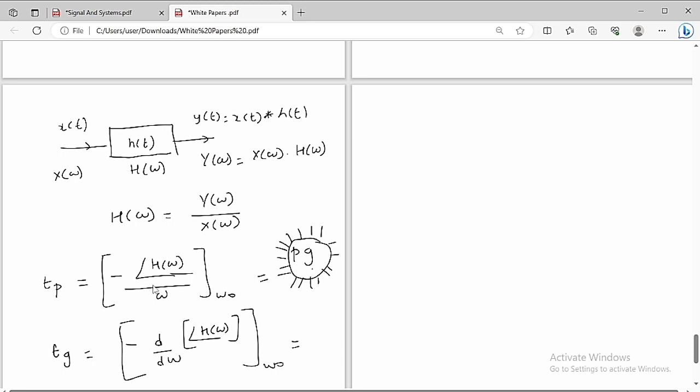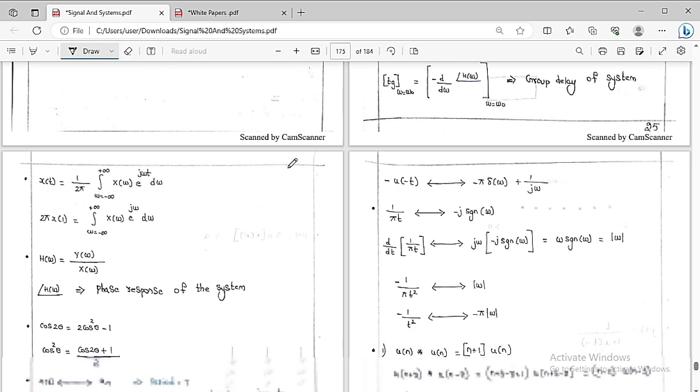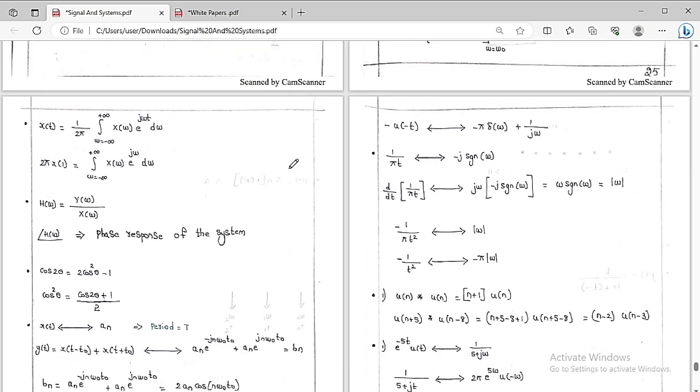Now what will we do? We'll go for another point. These things you always have to keep in mind.